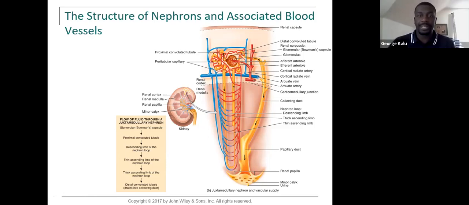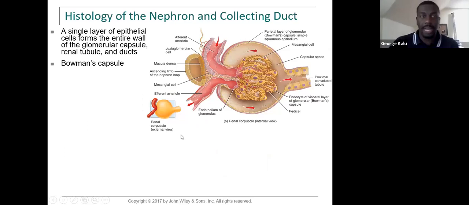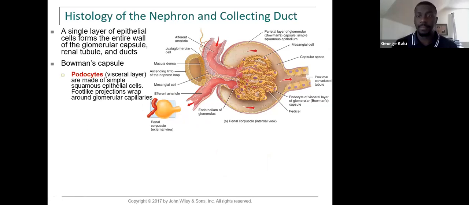So now as we take a look at how these are built, pretty much the entire walls of the nephron are going to be made up of simple epithelium, and different types of simple epithelium. It's going to coat the entire region around the glomerular capsule, as well as the renal tubules and any ducts nearby. The first thing we're going to see is Bowman's capsule. Bowman's capsule is going to have some cells called podocytes.